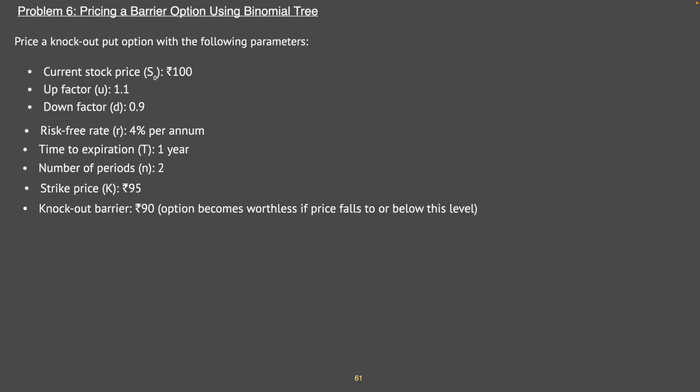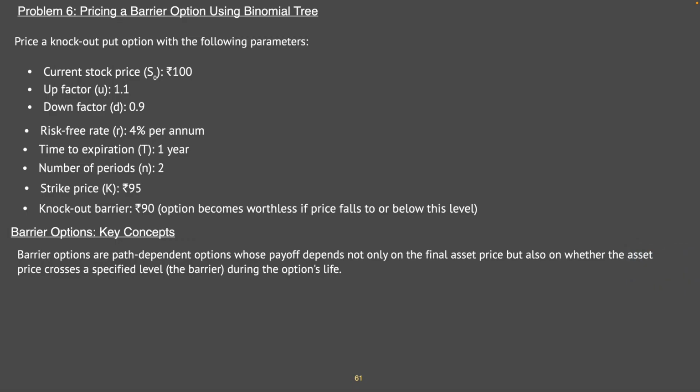Now the most important point comes: the knockout barrier. What is a knockout barrier? Knockout barrier means as soon as the price reaches rupees 90, the option becomes worthless. Why? Because we have taken a put option, and any price decline to 90 will make the option worthless. Okay, now what are the key concepts of the barrier option?